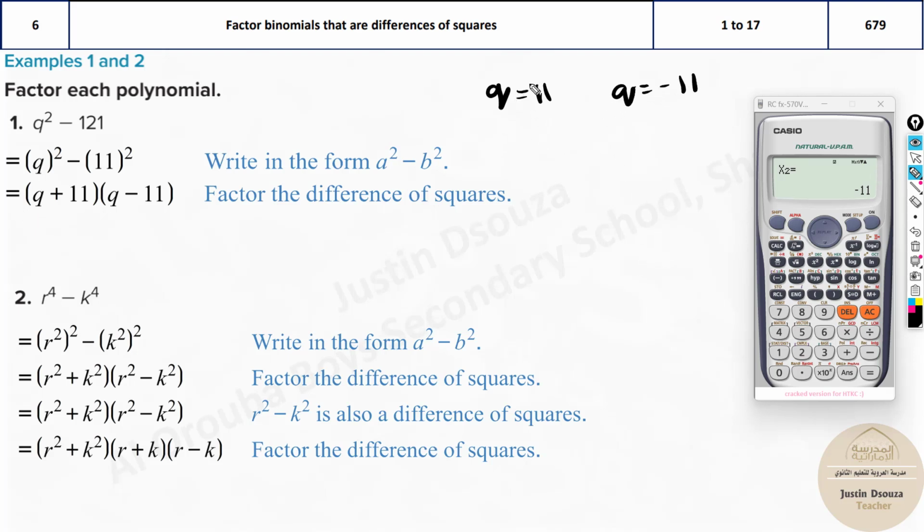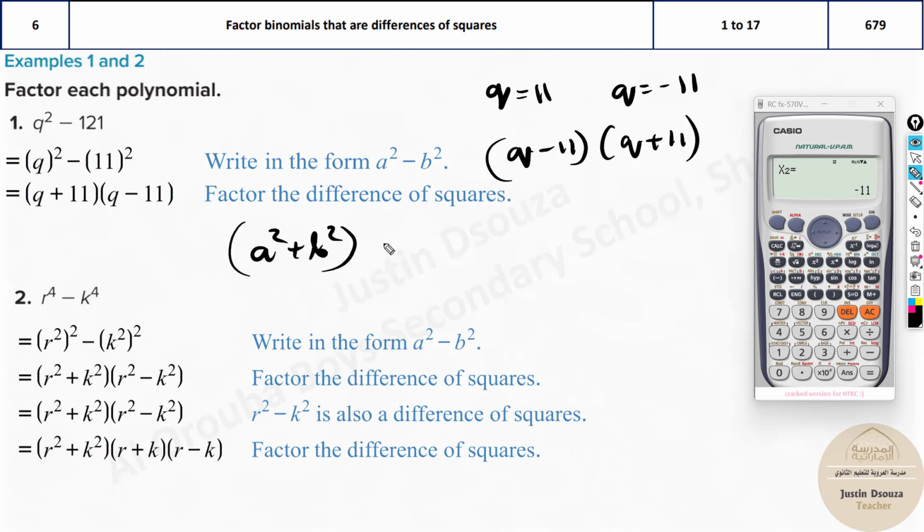Now how do you write the factors? Bring this inside. It will be x minus 11 as one factor and x plus 11 as another factor. So those are the answers. You can write the factors in any order, first, second, it doesn't matter. Over here we have done this a while ago. I told you it will be a square plus b square, which can't be simplified further, but there will be (a plus b)(a minus b). But here, instead of a, we have r.